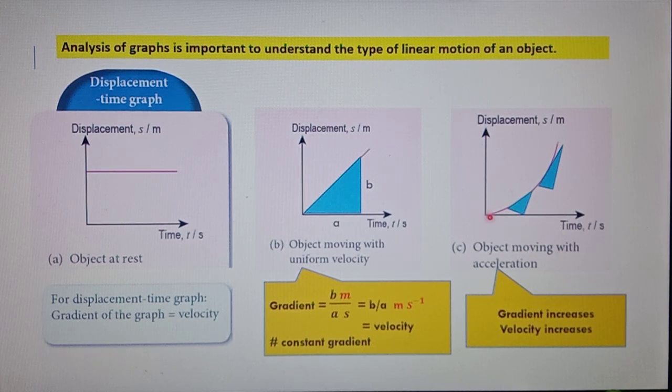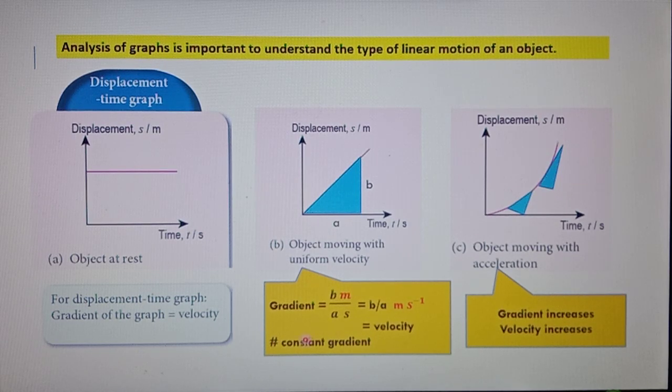So the technique to determine the gradient is you must draw a tangent first. Okay, so you draw a triangle below the tangent that you draw, tangent at a certain point. Normally for a curve graph, we will mention gradient at point A, gradient at point B. Okay, so you can see from this point to this point, the shape of the triangle shows that gradient increases.